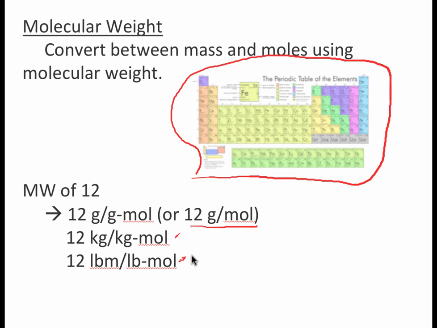Of course, we can just convert using the first one, 12 grams per gram mole, and ignore these other conversion factors. Once we get our answer, if we have to convert between grams and pounds mass and so forth, we can do that. We just need to be aware that a molecular weight tells us the conversion factor in different unit systems, whether that's SI units or English units.